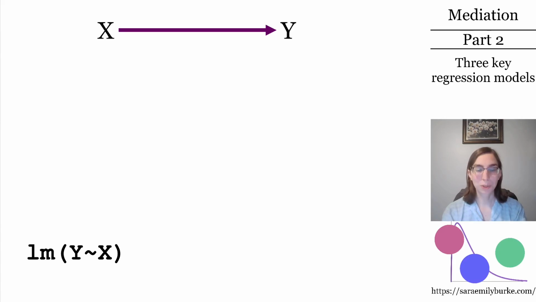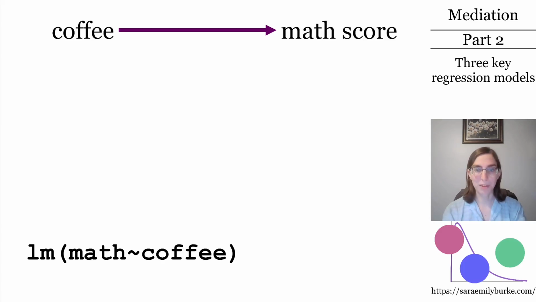In R, you could get this with lm of y tilde x. Simple linear regression. Y is the response variable, x is the predictor. This is like making sure coffee actually increases overall math test performance.